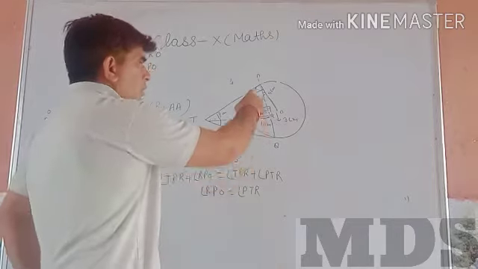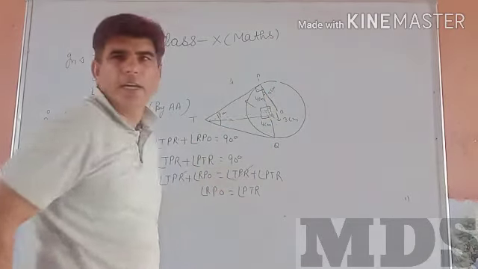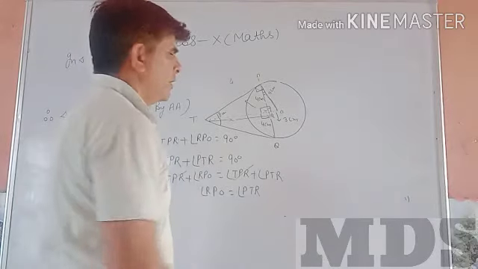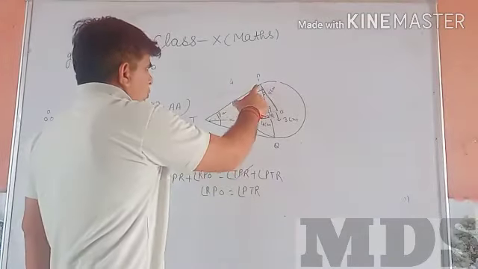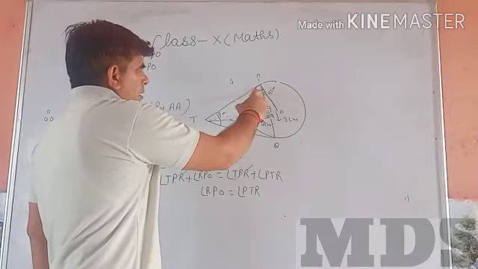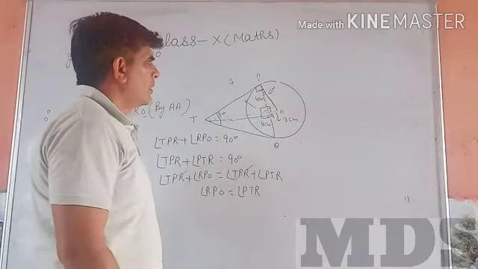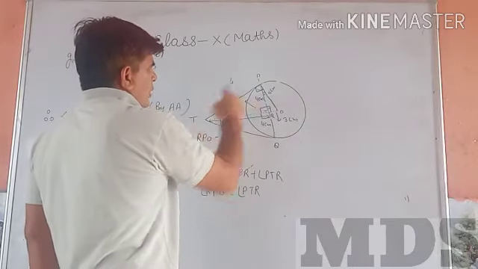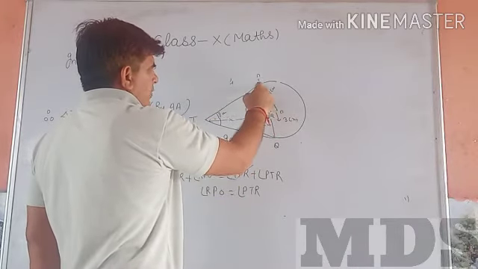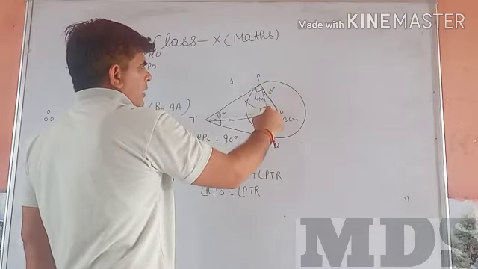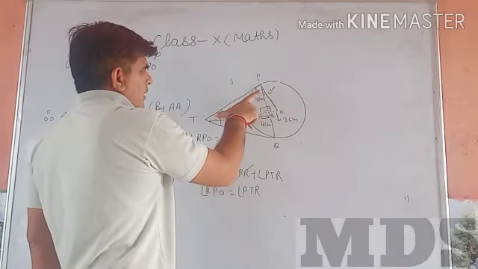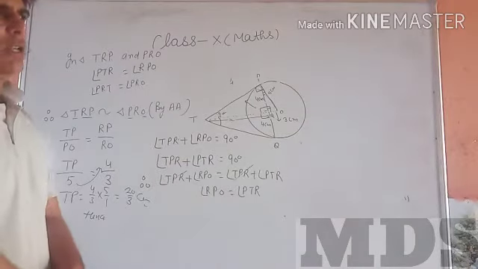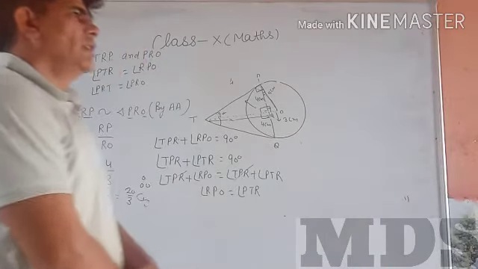How can you prove this angle plus this angle? How much? 90 degree. Angle at where? At the point of contact from the center of the circle. So this is 90. This complete angle is 90. In triangle PRT, this angle TPR plus this 90 means this angle is equal to this angle. Then what can you say? By AA similarity rule, you can say both triangles are similar.